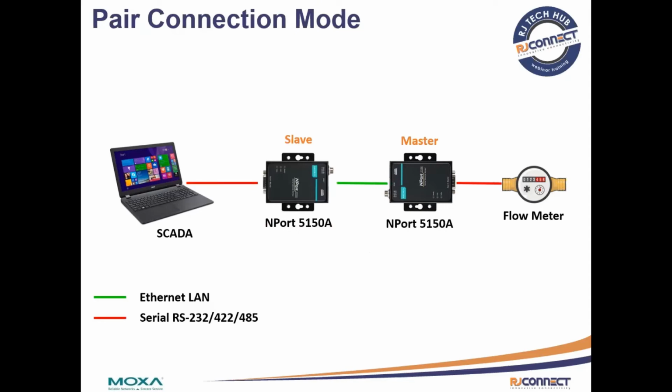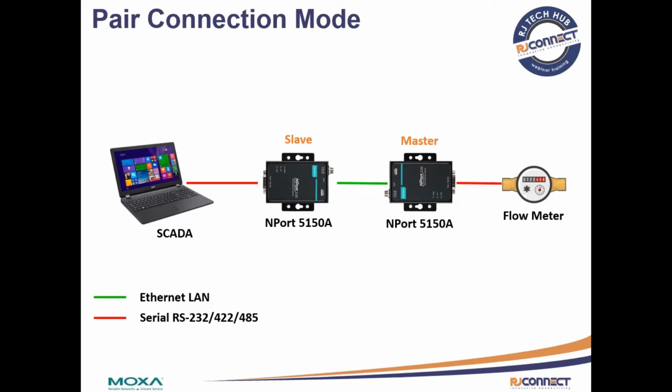And then the last one, we have the pair connection mode. This one employs 2 NPORTs in a chain. It can be used to remove the 15-meter distance limitation imposed by the RS-232 interface. One NPORT is connected from its RS-232, 422 or 485 port to the COM port of the PC or another type of computer, such as a handheld personal digital assistant that has a serial port. And the serial device is connected to the RS-232, 422 or 485.